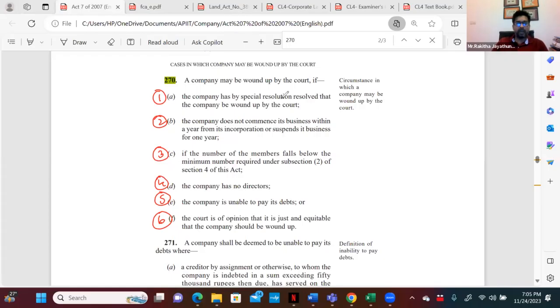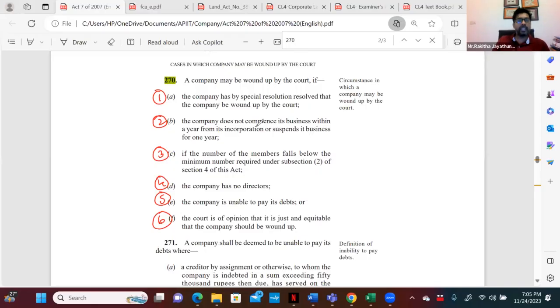If the company has by special resolution resolved that the company be wound up by the court. There are different types of resolutions: ordinary resolutions, special resolutions, circular resolutions, or resolutions in writing. If it is a special resolution, you need 75% or more. Not important. You just have to write down these 5. Additionally, if you want, you can write 6.